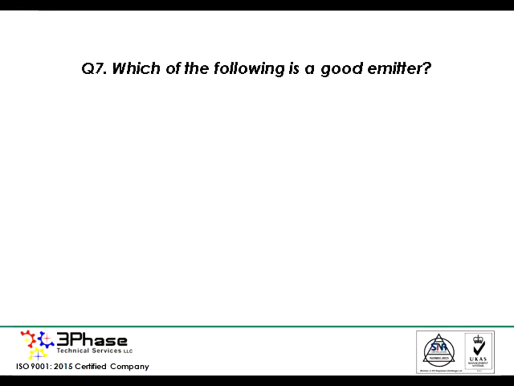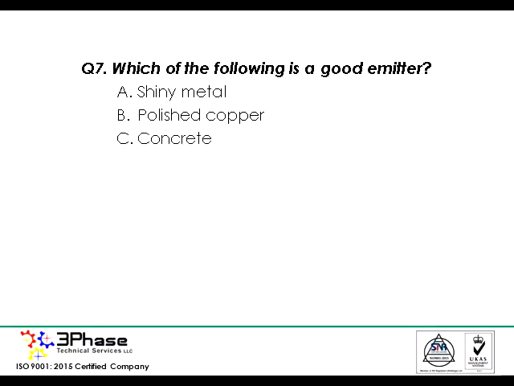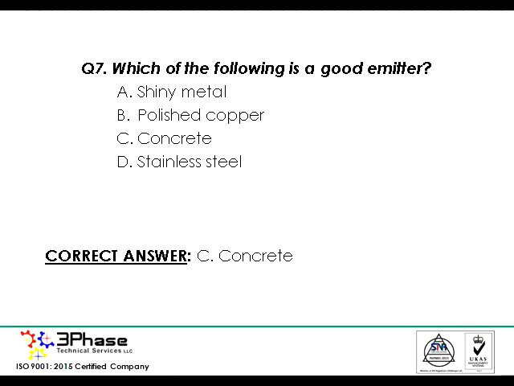Question number 7. Which of the following is a good emitter? A. Shiny metal. B. Polished copper. C. Concrete. D. Stainless steel. The correct answer is C. Concrete.